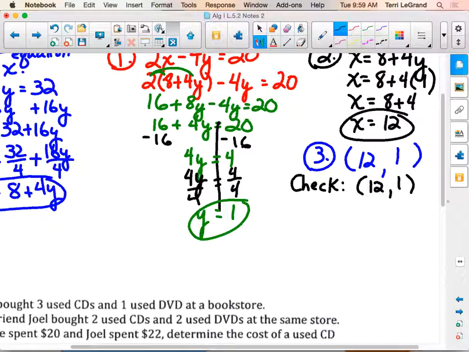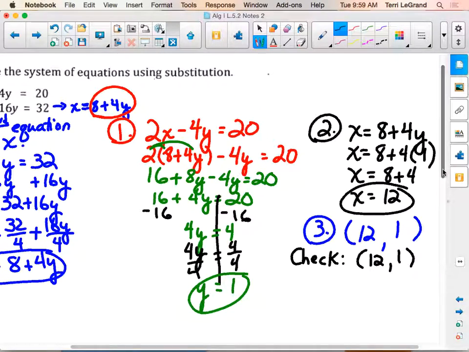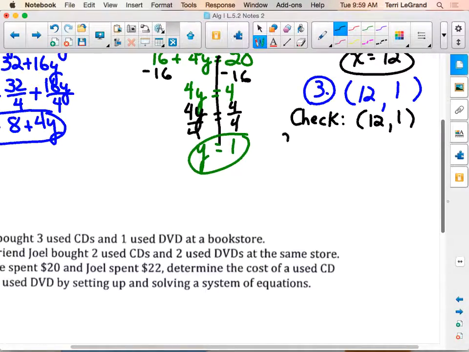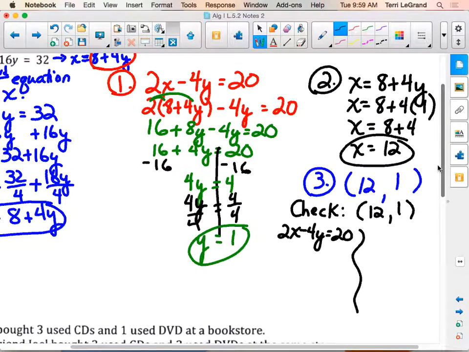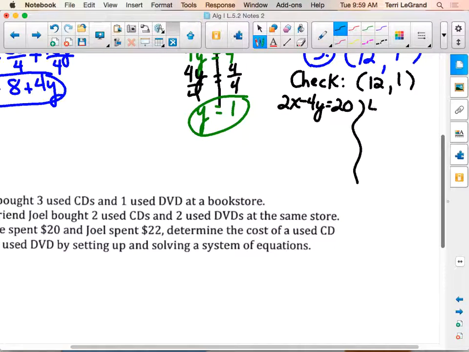So the first one we didn't mess with at all. That one was 2x minus 4y equals 20. And the other one we did, but it started out as 4x minus 16y equals 32. Is that what it is? Somebody help me out? Yeah? Okay. So let's get our subbing in. We got 12 to put in for x, 1 to put in for y.